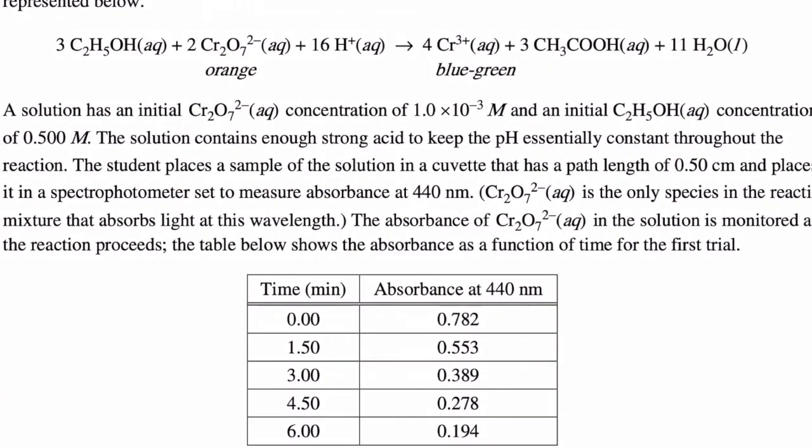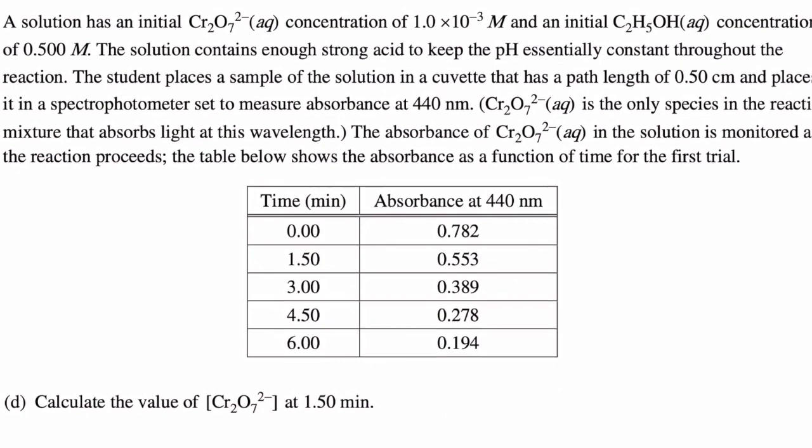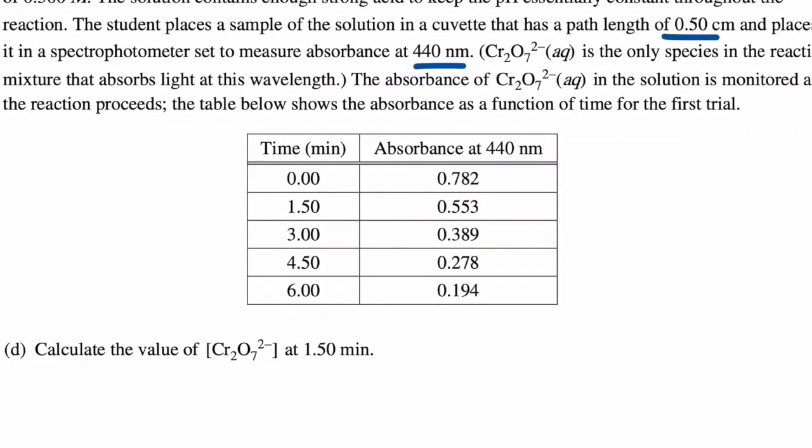It says they're talking about this molecule here that they react with dichromate to make a different colored chromium compound. So we have something that's orange and it changes color. They make a solution of dichromate that's initially 10⁻³, and they react it with an ethanol concentration. They keep the acid pH the same. They put it in a cuvette that's specifically 0.5 centimeters and place it in a spectrophotometer with a set wavelength. And they monitor the dichromate as a function of time by looking at absorbance.